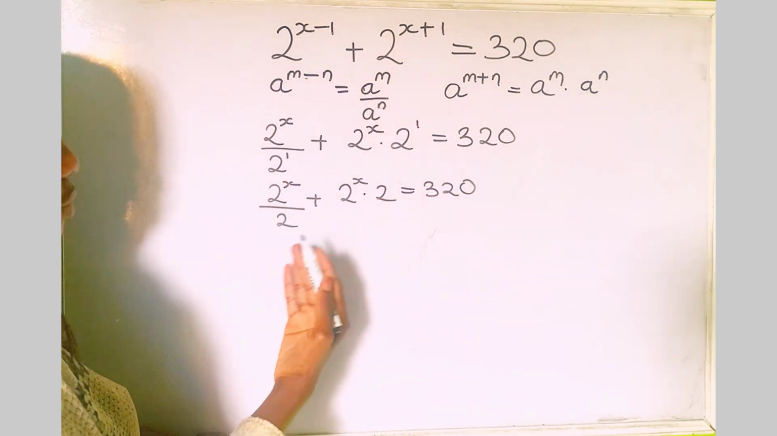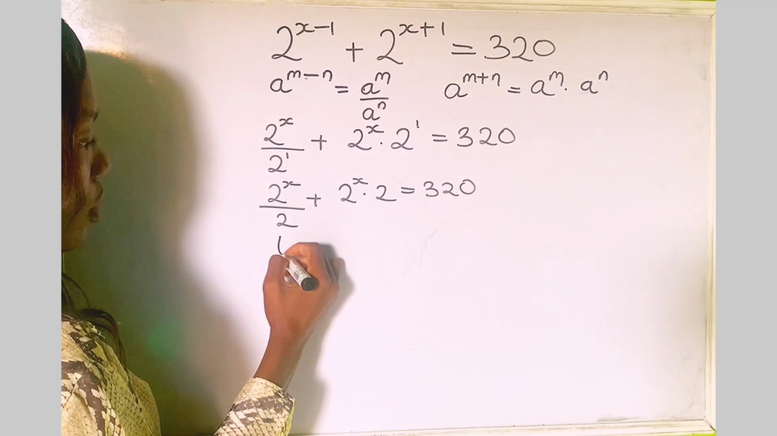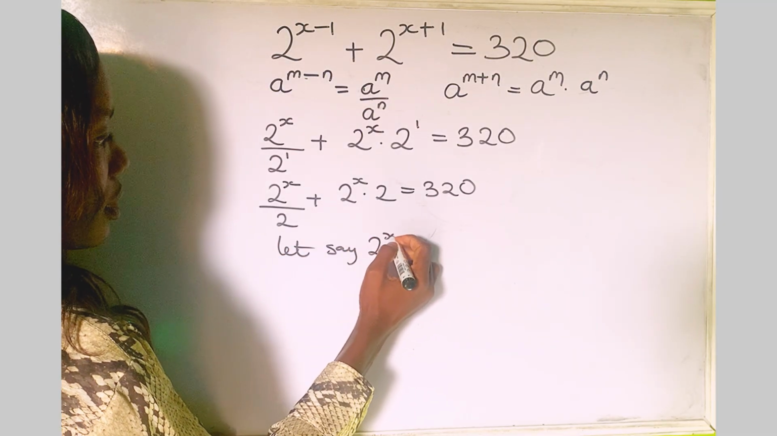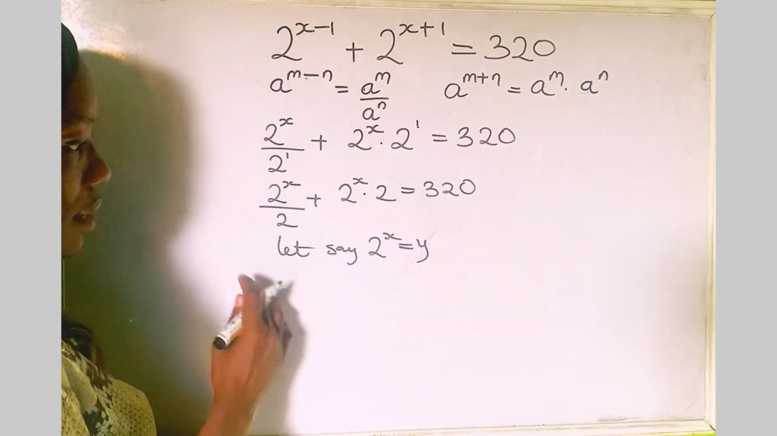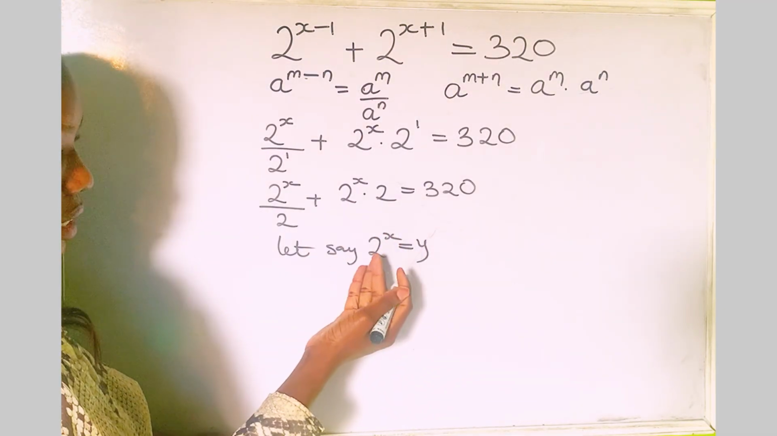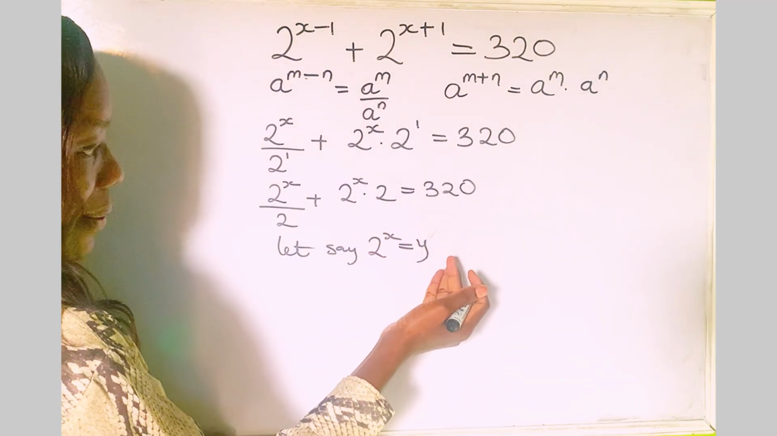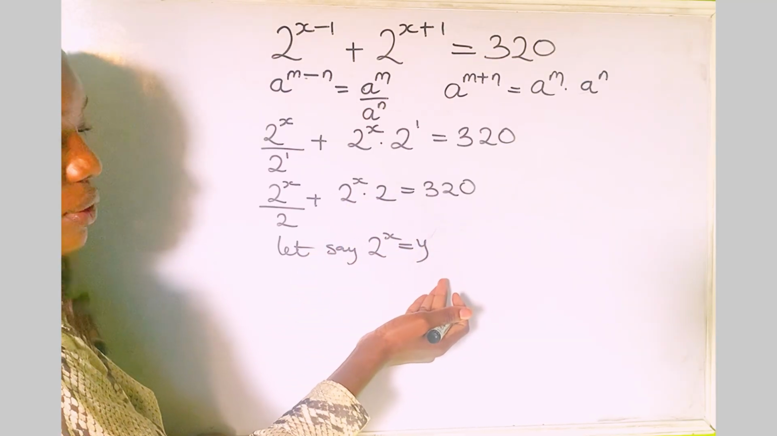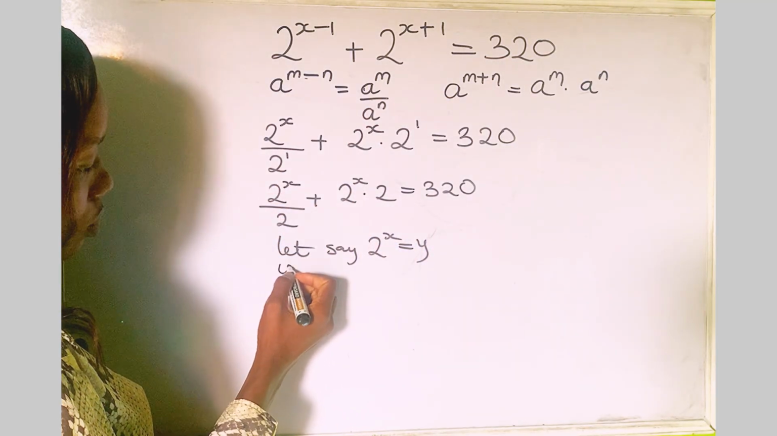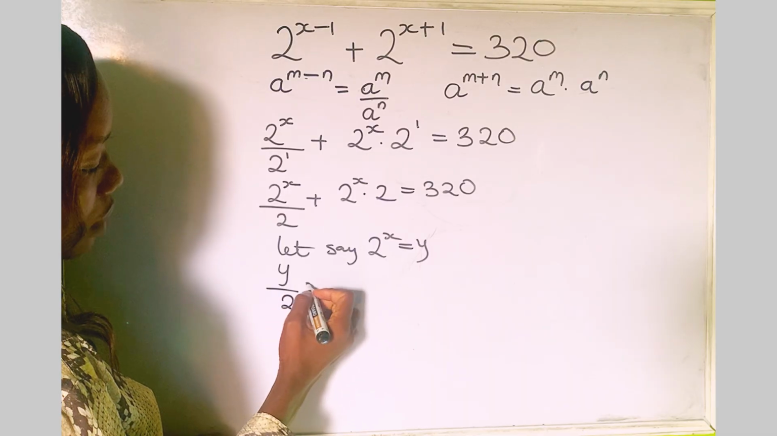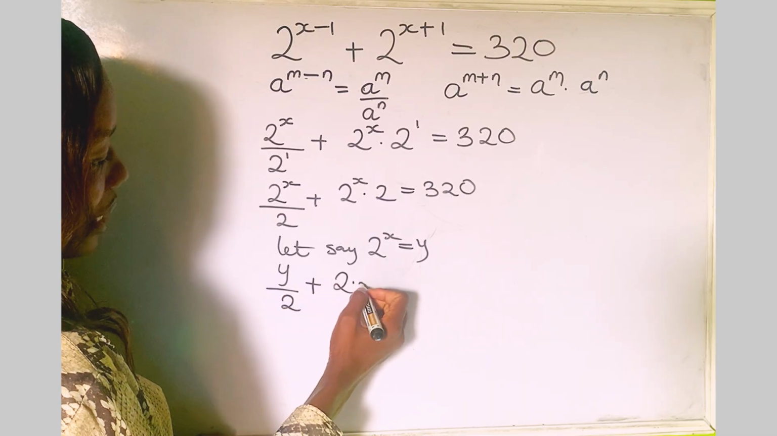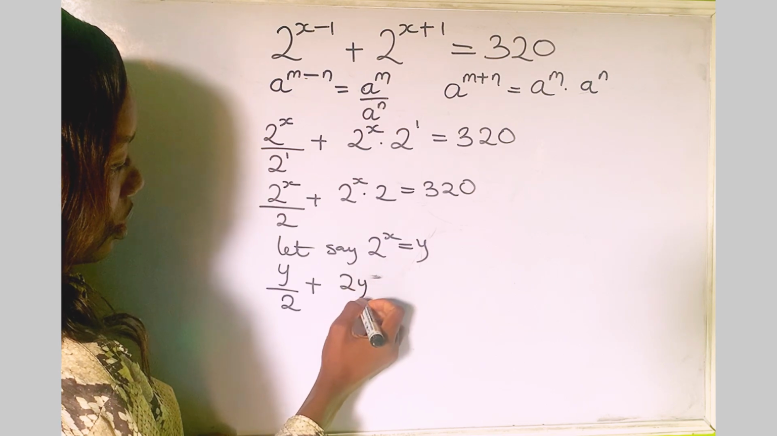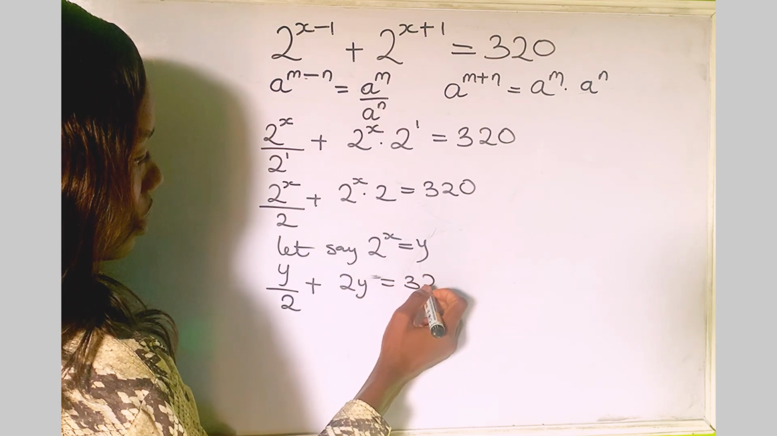Now, we have 2 to the power of x. So let's substitute for something. Let's say 2 to the power of x is equal to y in this equation. So that means anywhere we see 2 to the power of x, we can replace it with y. Okay? So let's do that. It becomes y over 2 plus 2 multiplied by y. And that is 2y, already equal to 320.